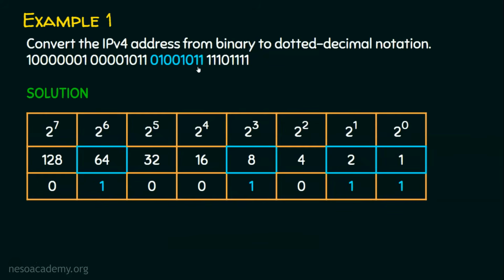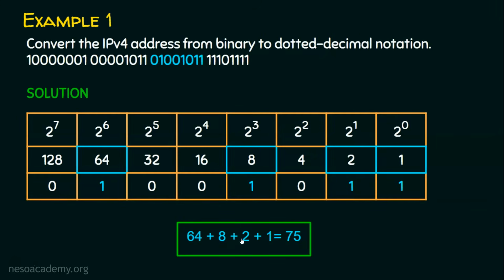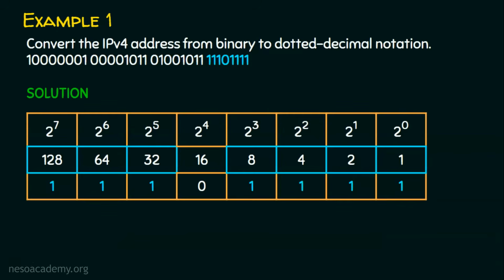In the third octet, just place this here. And where do we have 1? We have 1 against 64, 8, 2 and 1. So 64 plus 8 plus 2 plus 1 is 75. Let's now move on to the last octet, which is 11101111. I'm going to place it here. Where do we have 1? We have 1 in 7 places.